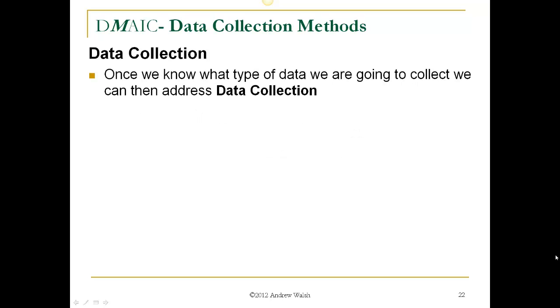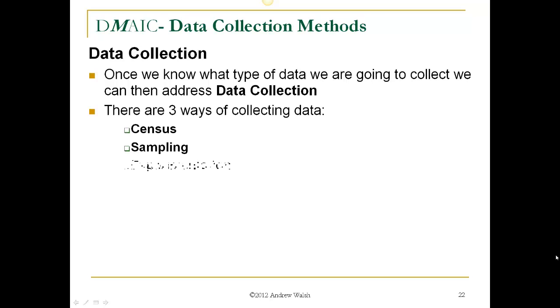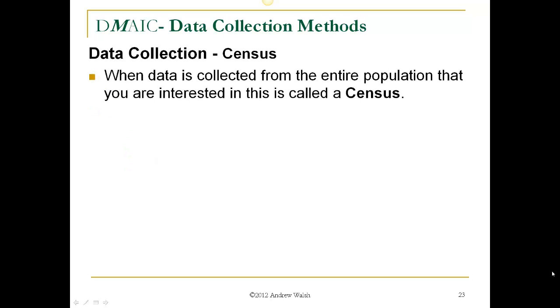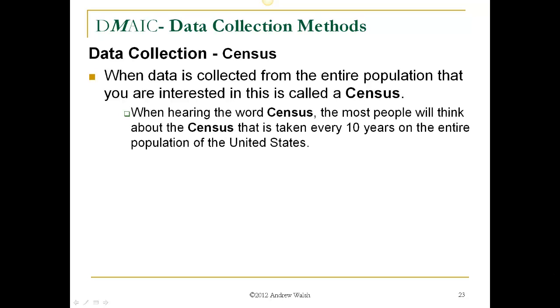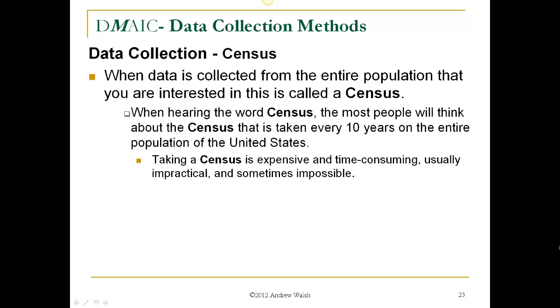Now, once we know what type of data we're going to collect, we can then address data collection. There are three ways of collecting data: a census, sampling, and experimentation. Census: when data is collected from the entire population that you're interested in, this is called a census. When hearing the word census, most people think about the census that's taken every 10 years on the entire population of the United States. Taking a census is very expensive and time-consuming, usually impractical, and sometimes it seems impossible.